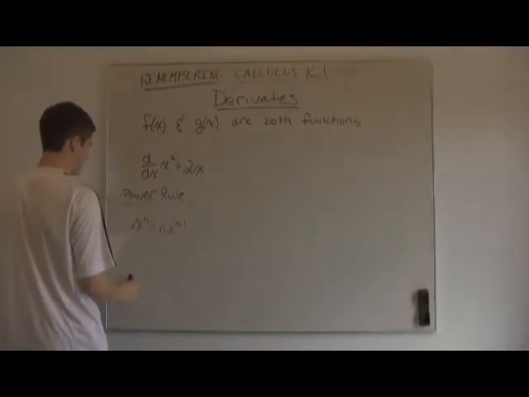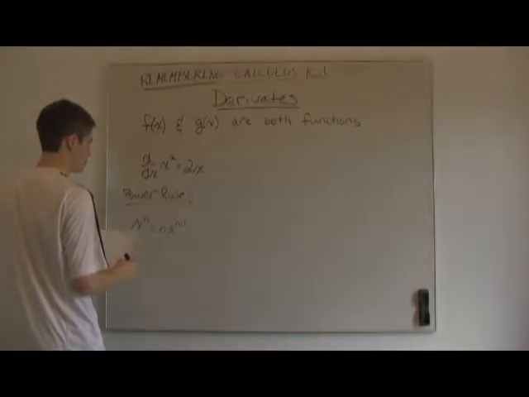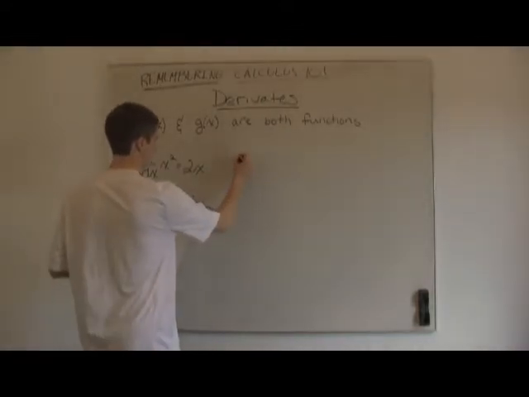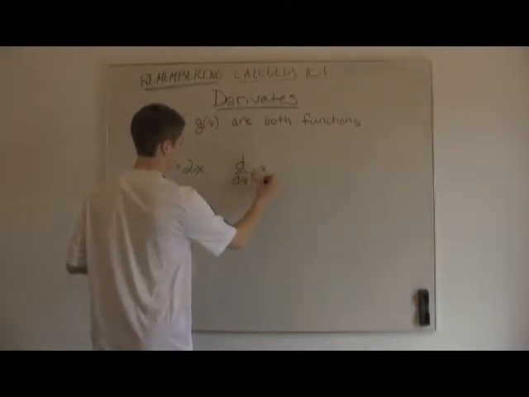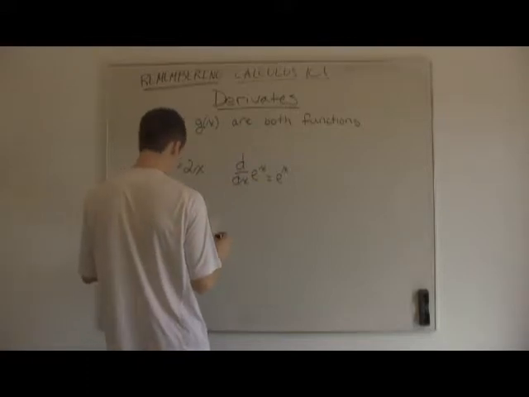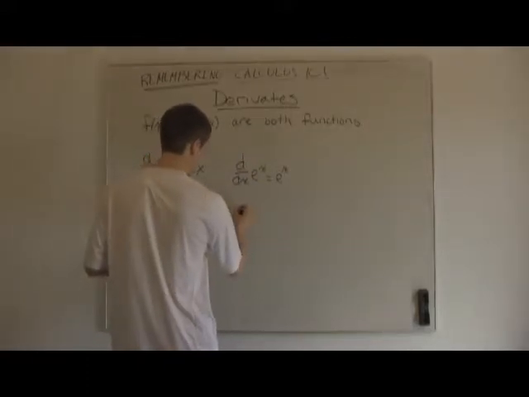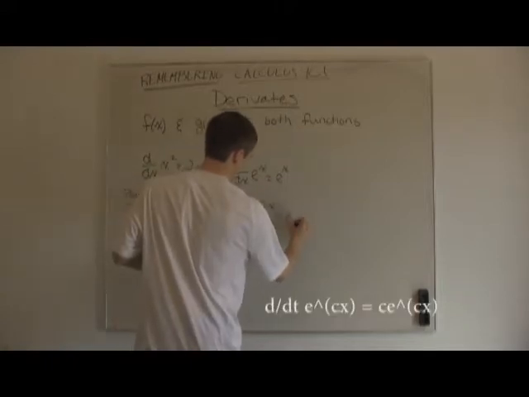Brilliant! So now we'll move on to a slightly more difficult function. The derivative of e to the x is simply e to the x, so it wasn't really that difficult at all. However, if you have a constant in front of the x, the derivative of e to the cx is c times e to the cx.